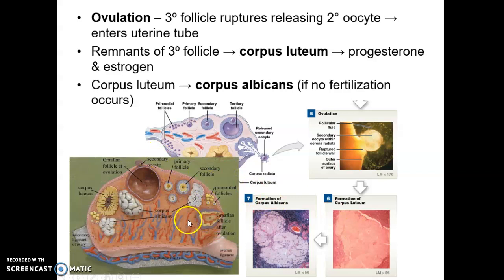Here's a picture of the ovary model that you'll see in the lab component, with primordial follicles, secondary follicles here. Notice the multiple layers of cells. Primary follicle there. Here's a large tertiary or Graafian follicle that's just undergoing ovulation. There's a secondary oocyte about to be ejected. Notice the yellowish color. There's the corpus luteum, and then the remnant corpus albicans.